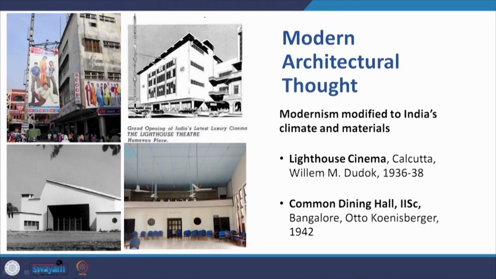Then there was modernism modified to India's climate and materials. We see that in the Lighthouse cinema in Kolkata by William Dudok. This is the picture of that, the original design, and unfortunately it is in a very dilapidated condition today. Or there is the common dining hall in IISc Bangalore by Otto Königsberger, and this is an example. As you know, Königsberger has played a very important role in the study of climatology in India. One of the most famous study material books that we have in India on climate is a book written by Königsberger.